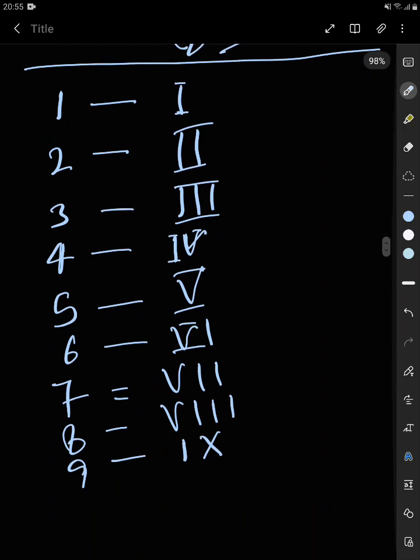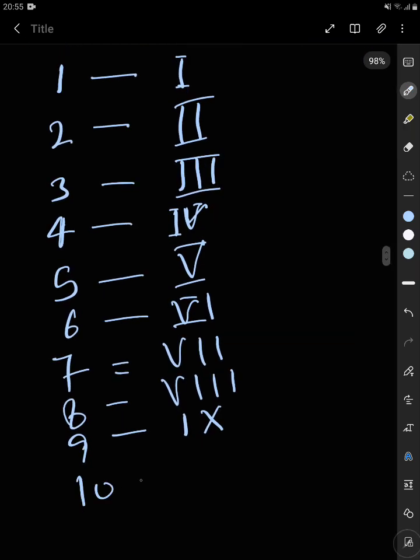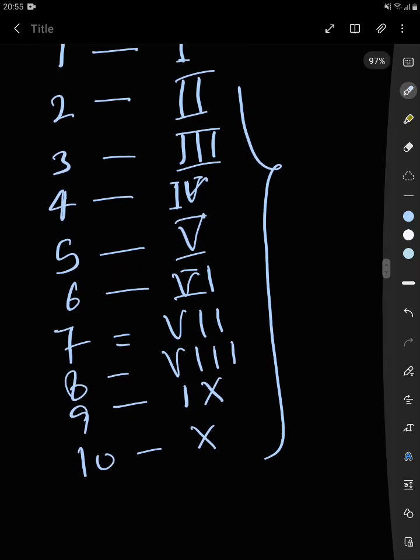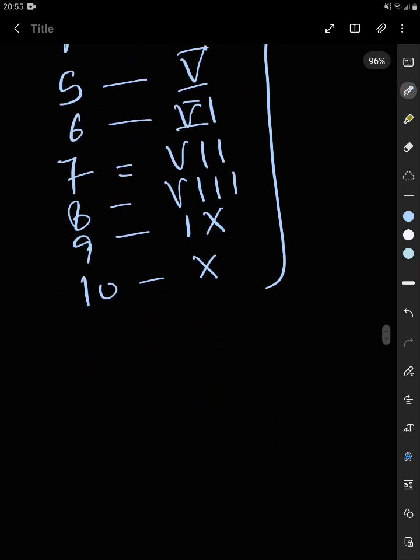For 10 this is X. So these are the basic numbers, 1 to 10. For other numbers like 50, 100, 500 and after that, the notation is different. So let's take those also. You need to memorize these symbols so that you can use them later.